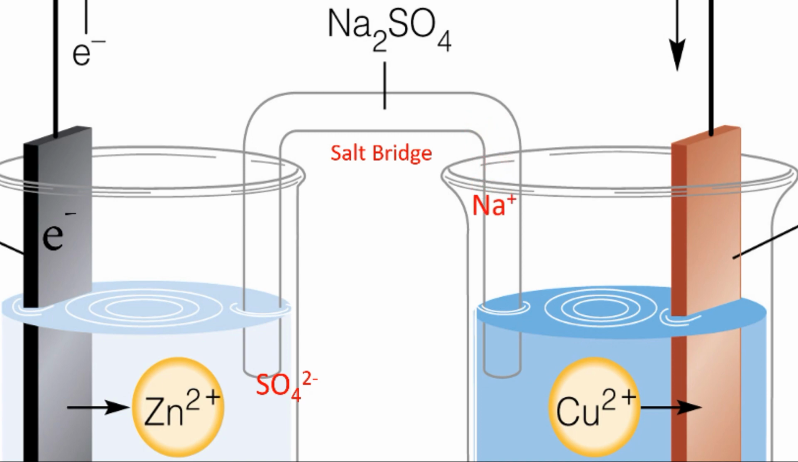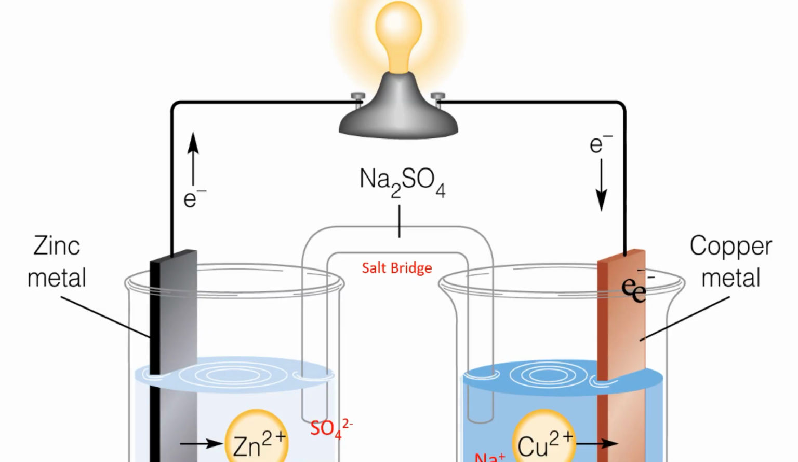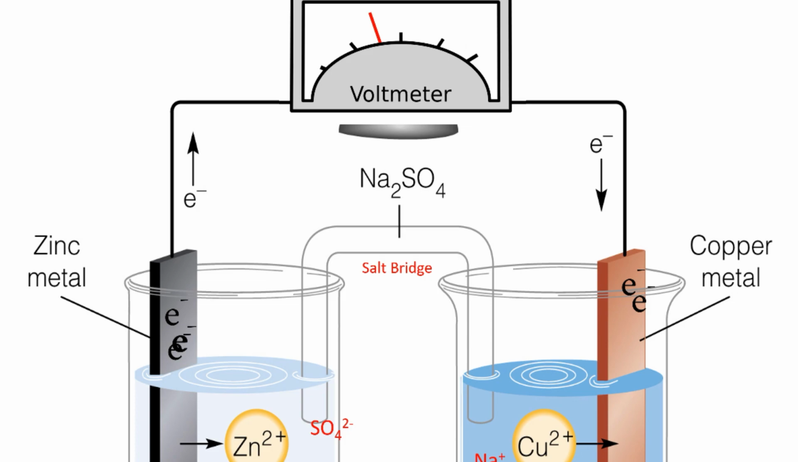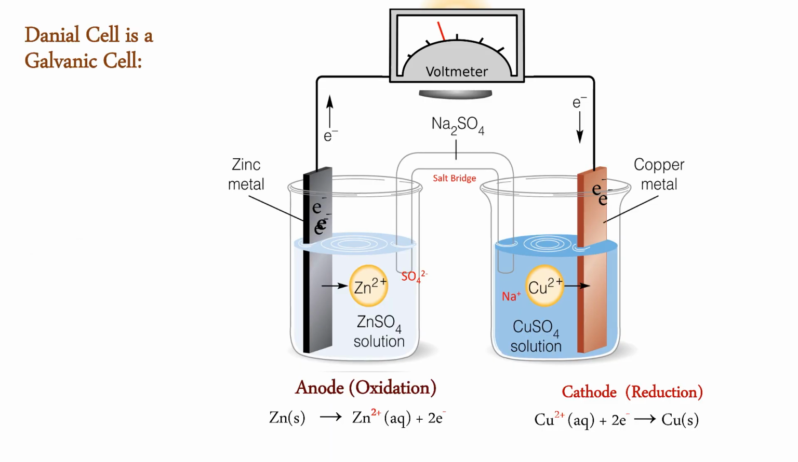And sodium ion from the salt bridge gets into the copper sulfate solution. And this is how the charges are balanced and the battery lasts a longer period of time, until you run out of zinc metal, the zinc bar, and copper ion in the copper sulfate solution. And if you replace the bulb with a voltmeter, you will get the voltage, the potential difference between the electrodes.